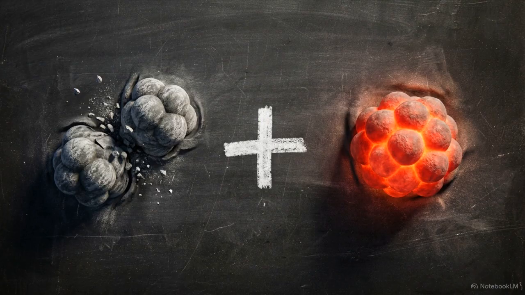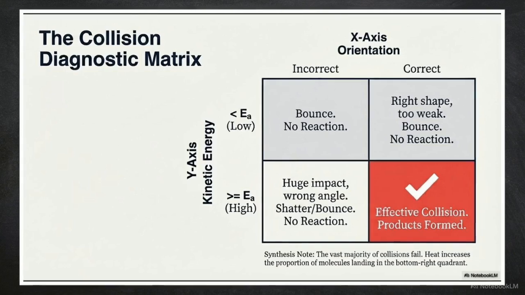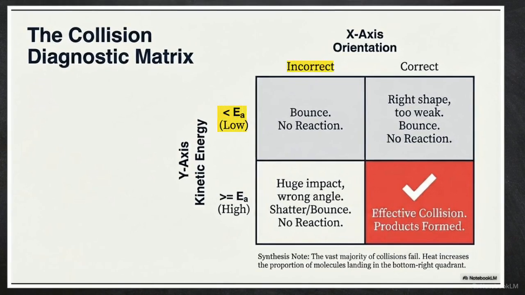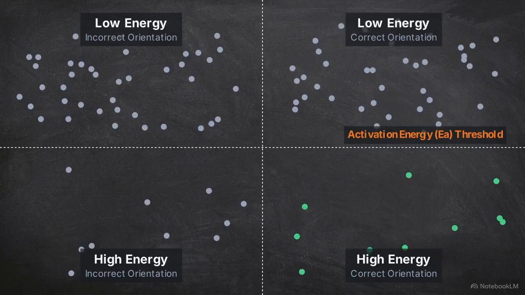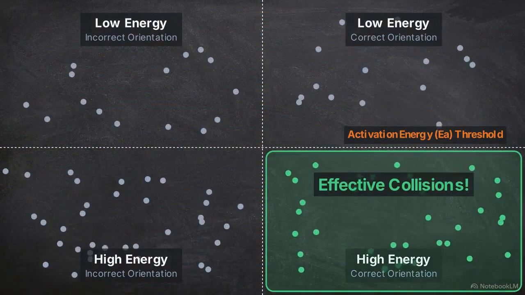When we combine the variables of orientation and energy, we can categorize every collision into distinct failure and success states. The diagnostic matrix shows that 3 out of 4 collision scenarios end in failure. Molecules either lack the energy to react or strike at an angle that prevents bond formation. Only one quadrant results in an effective collision. Heat serves to push a higher proportion of the molecular population into that effective bottom right quadrant.